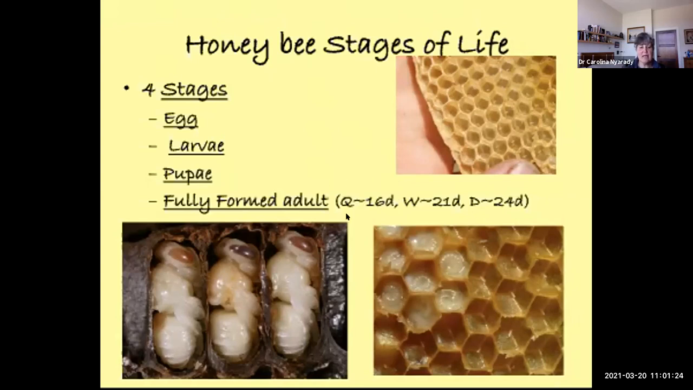A queen will take around 16 days. It may be as early as 14 days for some strains, right? But on average, about 16 days. Workers, about 12 days, and drones, about 24 days to complete these four stages from beginning to end. And so this has important implications for a beekeeper because, of course, if you're raising queens, you need to know these developmental time periods to make appropriate management decisions.